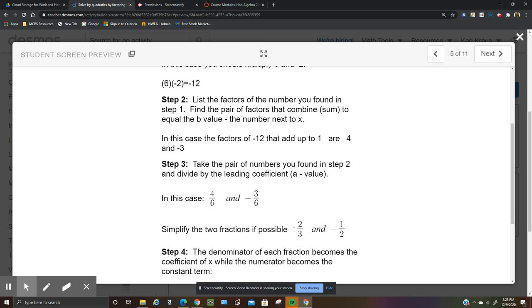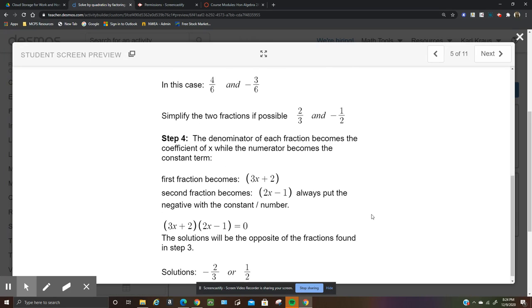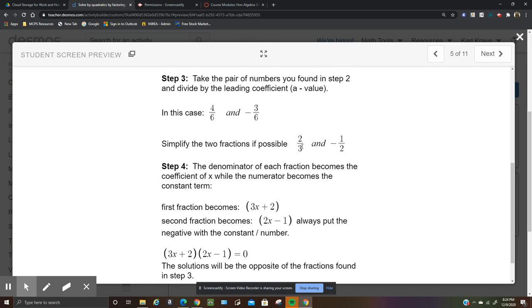So 4/6 simplifies to 2/3, and negative 3/6 simplifies to negative 1/2. And then the denominator is going to be the coefficient of x, and the numerator is going to be the constant term. So the first fraction, 2/3, becomes 3x plus 2, and the second fraction, negative 1/2, becomes 2x minus 1. Always put the negative with the constant term or number there.